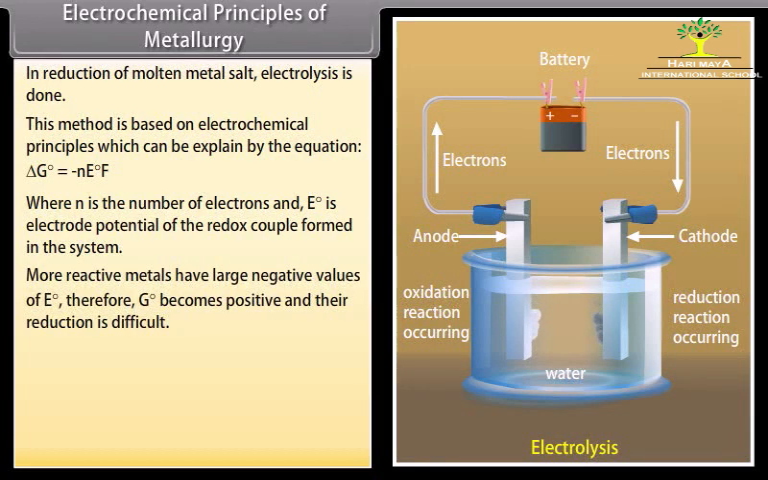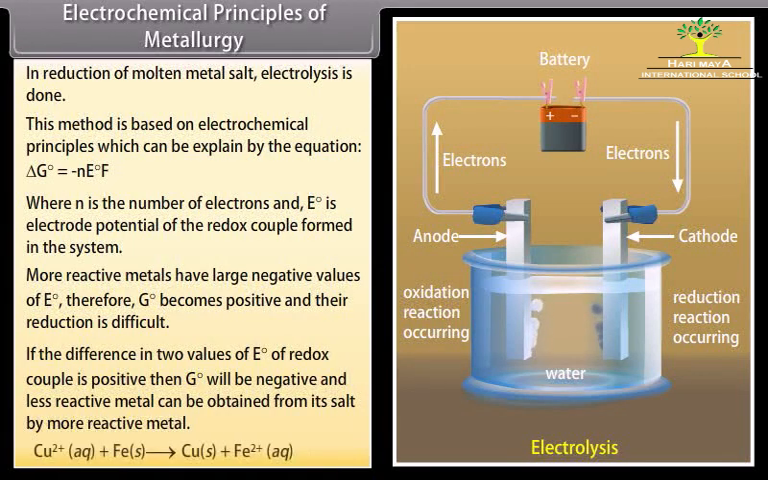More reactive metals have large negative values of E°, therefore ΔG° becomes positive and their reduction is difficult. If the difference in two values of E° of the redox couple is positive, then ΔG° will be negative and a less reactive metal can be obtained from its salt by a more reactive metal.